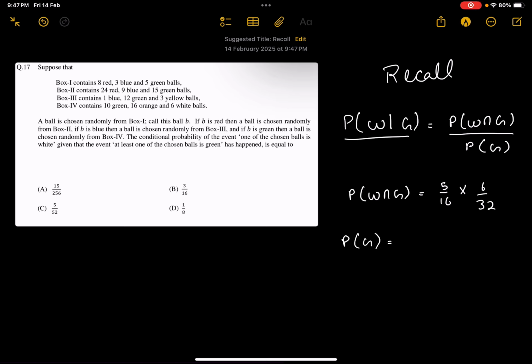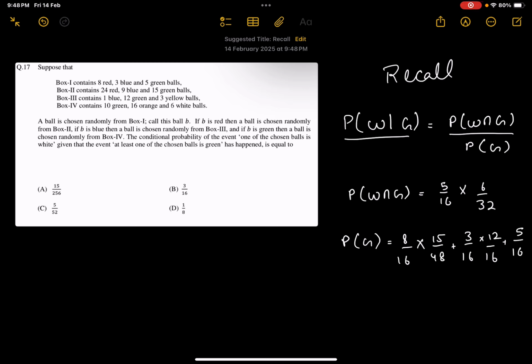Then we need the probability of drawing a green ball. That becomes, if we draw a red ball from box 1, 8 by 16 times the probability of drawing a green ball from box 2, which is 15 by 48, plus 3 by 16 for drawing a blue ball from box 1, then we need a green ball from box 3, which is 12 by 16, plus, if we draw a green ball from box 1, we are done.